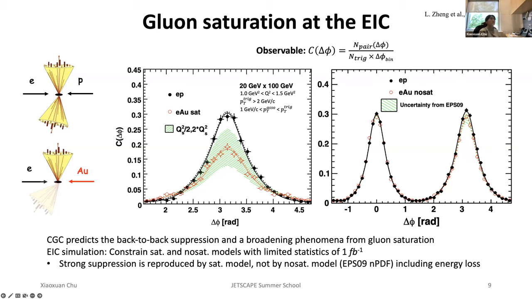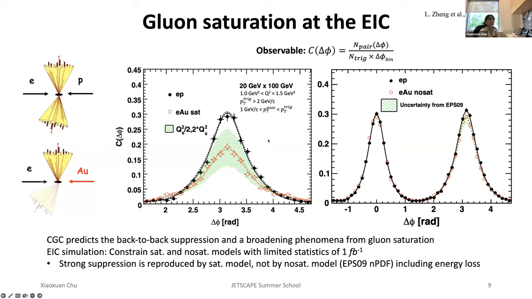In ESC simulations, by implementing this saturation model in e+gold collisions, we can see the simulation results reproduce this suppression of the back-to-back correlation in e+gold collisions compared to ep. If we do not implement any saturation model, and only use the nuclear PDF and include the energy loss, we cannot reproduce this suppression. So that means the suppression is sensitive to gluon saturation with ESC data.